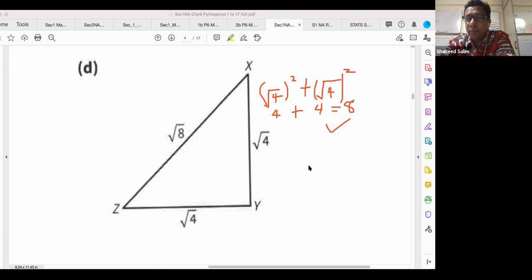Right? I'll do it step by step down here. When we want to, we must square root it first. So when you square root it, you get 2 to the power of 2, and then after it becomes 4. Do you agree?